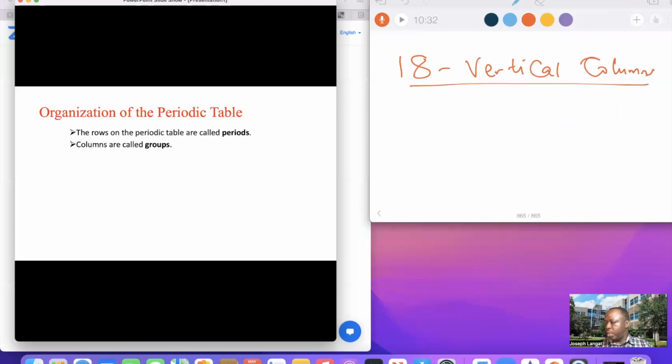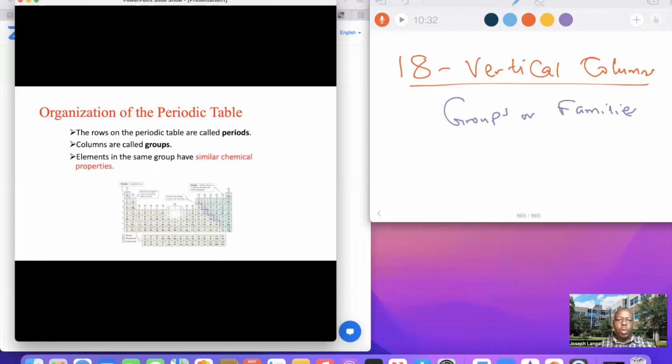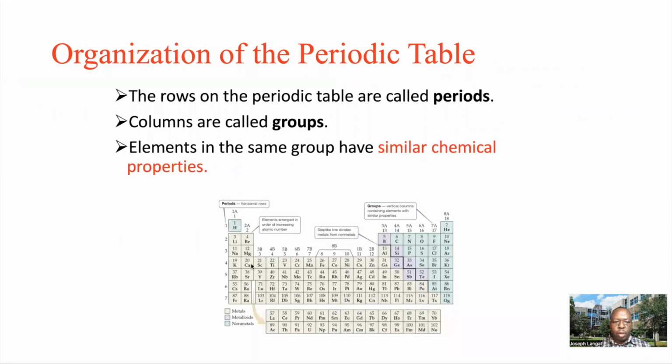We call these groups, groups or families. There are two terms associated with the 18 vertical columns. Let me zoom this so that we can see. There are 7 horizontal rows we call periods or series. Vertical columns are called groups.